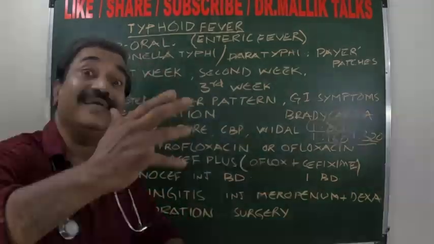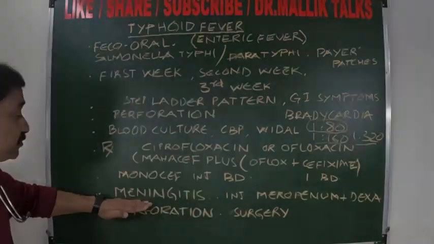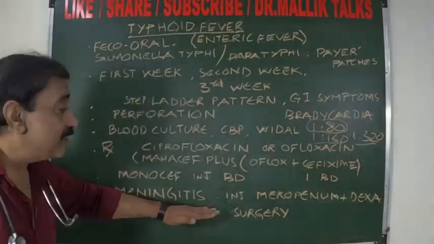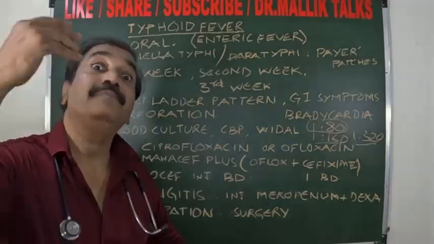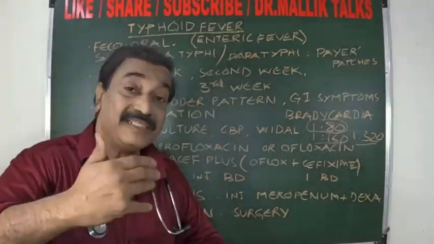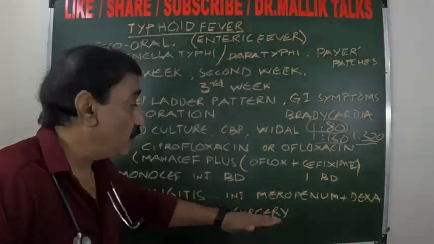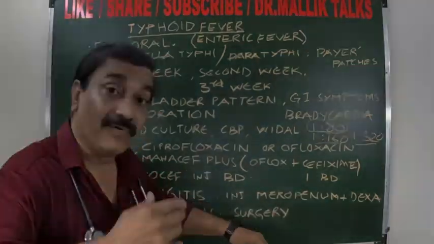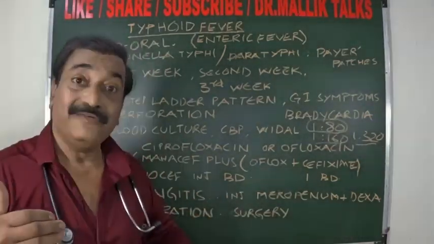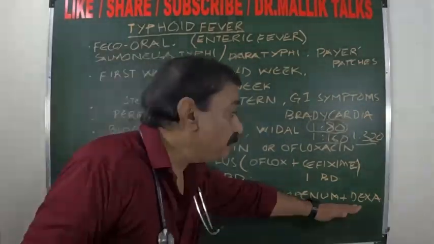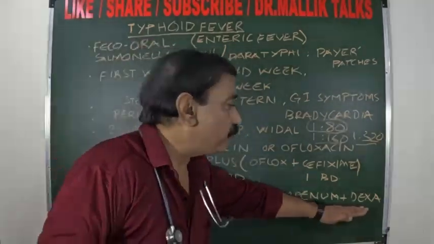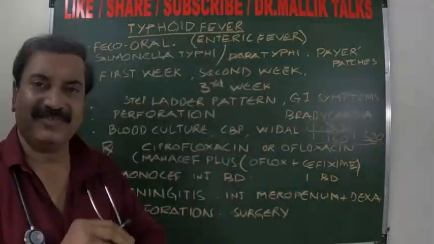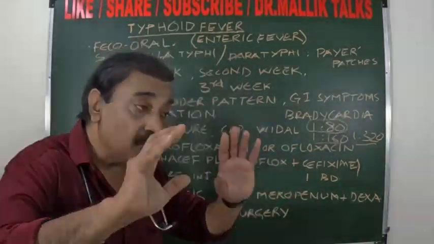You have to go for a higher antibiotic, like injection meropenem, when the patient presents with meningitis. Meropenem is a higher antibiotic, 1 gram almost morning and evening for a period of 5 to 7 days. Plus steroid is also very important. Dexamethasone is usually given 8th hourly. So these are the things.